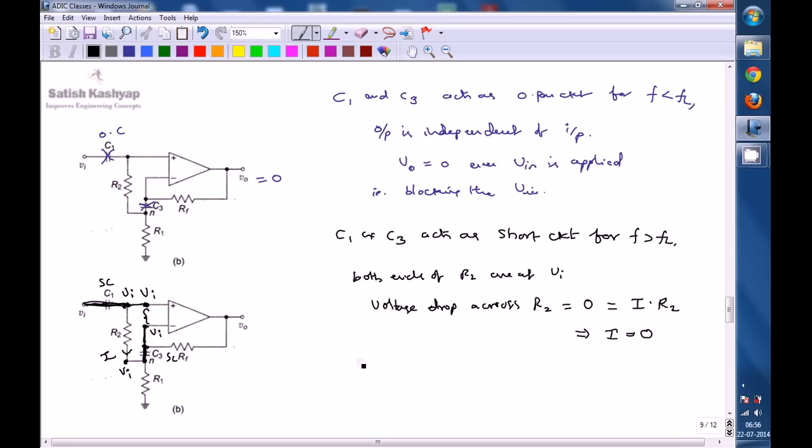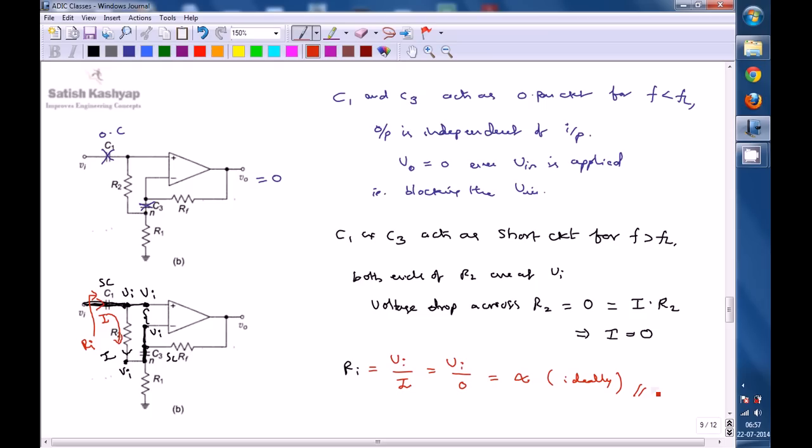Now if you are going to check the effective input resistance looking from the input side, this is what you are going to get. Effective input resistance Ri is equal to Vi divided by the current flowing through this. The same current I is also flowing in this direction. So Vi divided by 0 is nothing but infinite. That is ideally. Practically this will be very, very large.